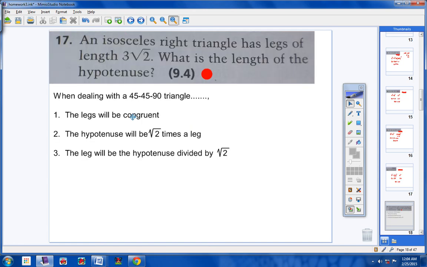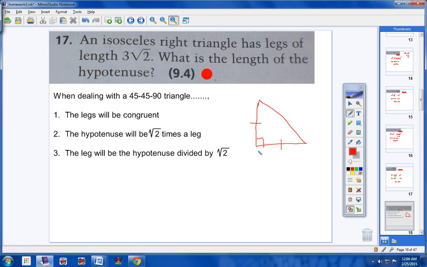Alright, now, these are the really important ones, so listen. If you don't remember this from your notes, you're not going to do well on your test. You need to know that when you're dealing with a 45-45-90 triangle, the legs will be congruent. The hypotenuse will be square root of 2 times the leg. Or you could say the leg will be the hypotenuse divided by square root of 2. Okay? So, we have an isosceles right triangle.